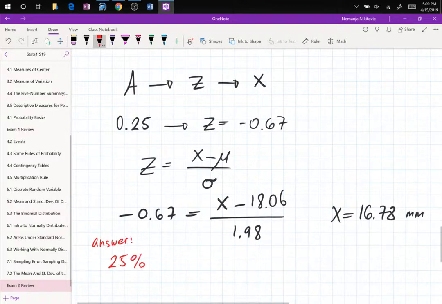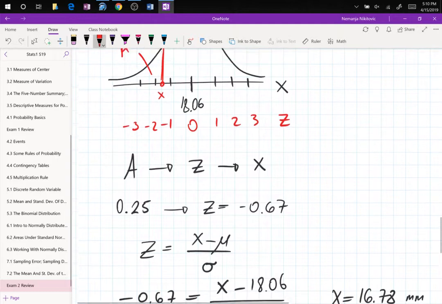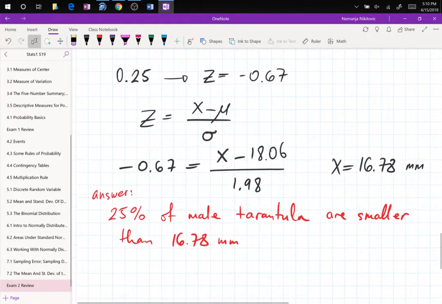25% of male tarantula are smaller than 16.78 millimeters. And that would be the answer that you are providing in your report. I mean, yes, you say exam, but this is extremely applied.